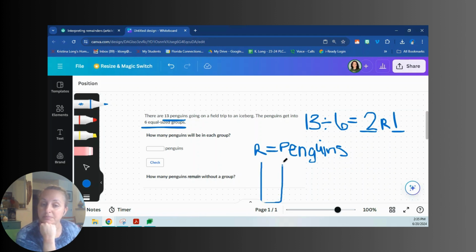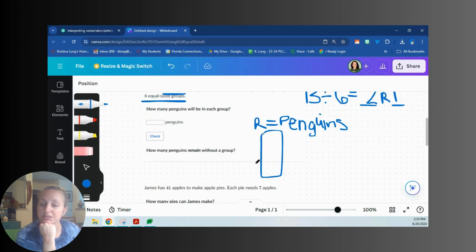So if bus number 1, scroll down a little bit so you can see this. Bus number 1 can have 6 penguins. So we're going to have penguin 1, 2, 3, 4, 5, and 6 in there. And then bus number 2 can hold 6 penguins. So now we have penguins 7, 8, 9, 10, 11, 12. All right, so we have 2 buses.